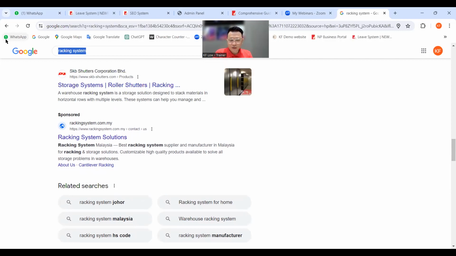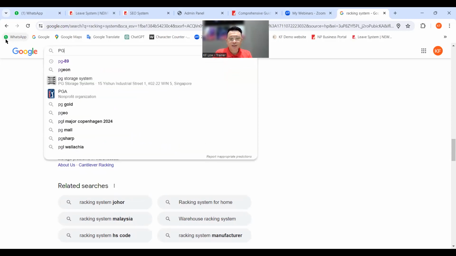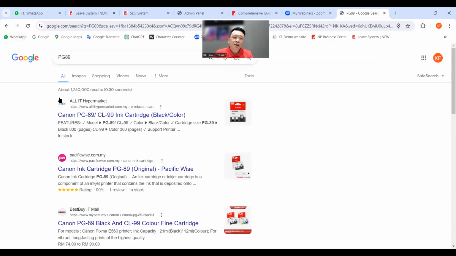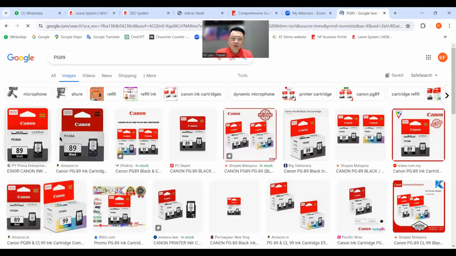So just to share with you all what happens if I just type PG89, and when I go to the images. It's not that you cannot put PG89 as the stock code, but this keyword is really not ideal.